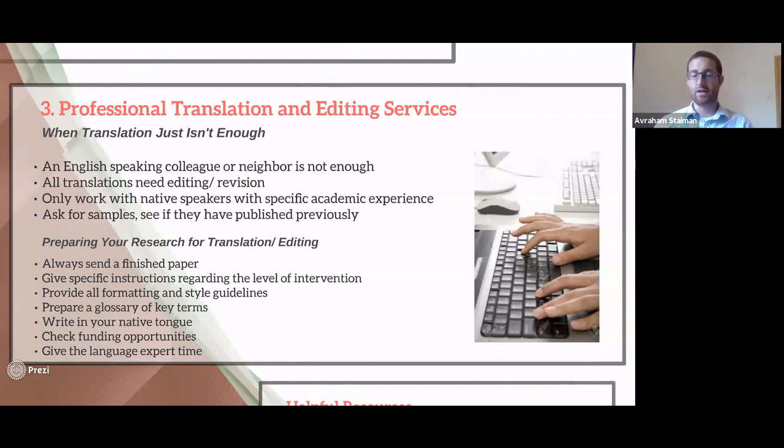Provide all the formatting and style guidelines from the beginning. Don't wait until the end. It's doubling work for no reason. And if you do know what journal you're going to be sending to or what publisher and their requirements, pass those on to the translator or the editor.